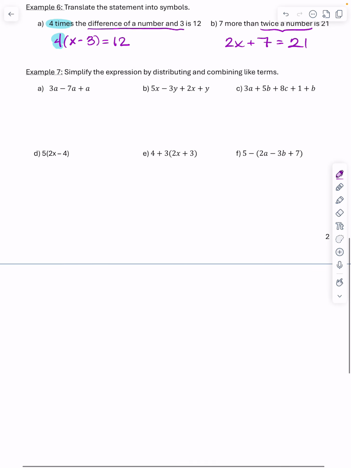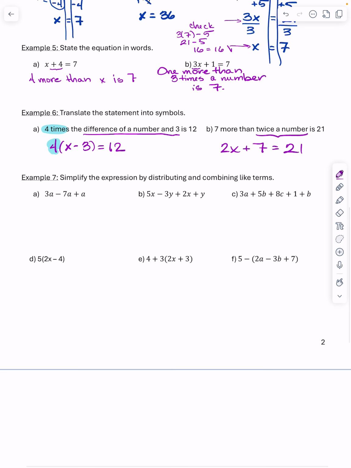And then some practice at the bottom here, just simplifying. So I've got 3a minus 7a. We go left to right. I'm counting a's. This is negative 4a plus 1a. I haven't done anything with that a at the end. I get negative 3a.